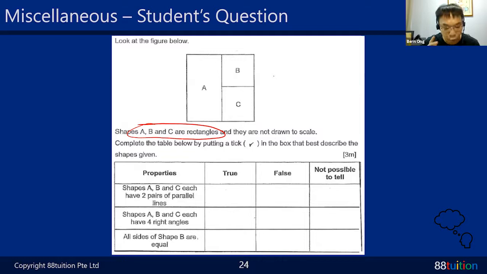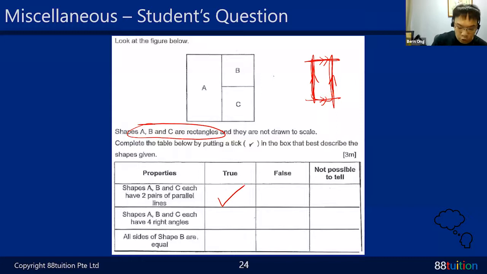A rectangle definitely got what? Two pairs of parallel lines. So this is like one pair, this is like the second pair. So all rectangles got two pairs of parallel lines. That is correct, so true. So all three of them are rectangles. The question did say so. It's a true statement.